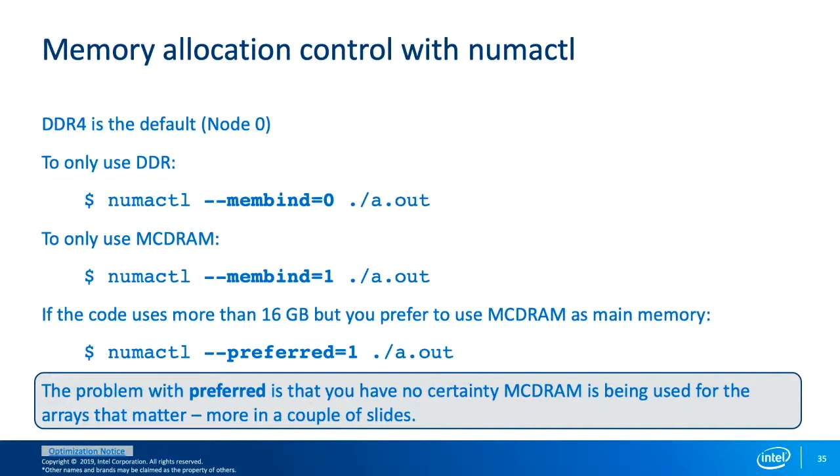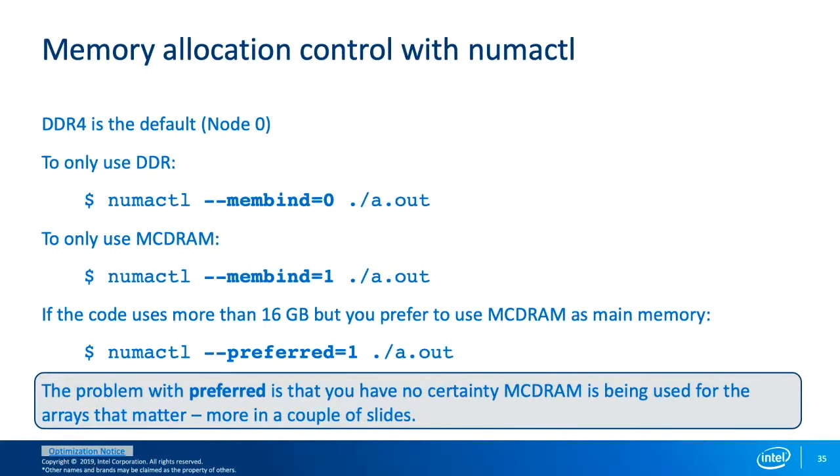Something safer but possibly less performant is preferred. With preferred, you can say preferred equals 1. So I would like you to start allocating memory in node 1, and if you run out of space there, just move to node 0 and keep going, which seems like a good idea, but it could bite you in terms of performance because you have no guarantee that the arrays that use the most bandwidth in your code are going to end up in MCDRAM, right? This is just saying the first allocation goes to MCDRAM and keep going until you run out of space.